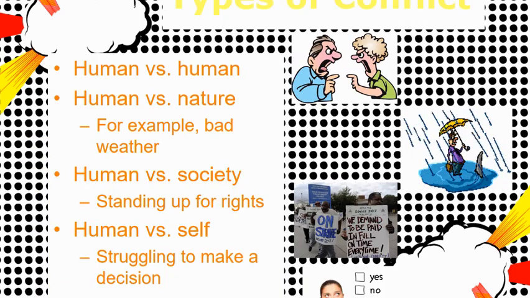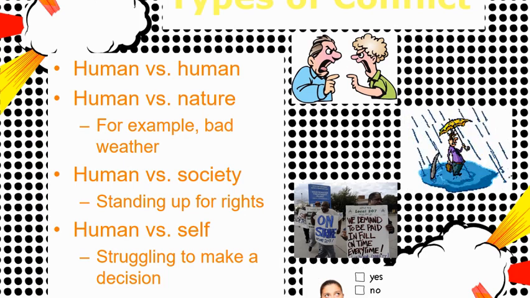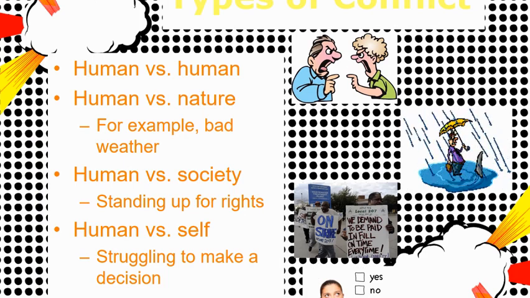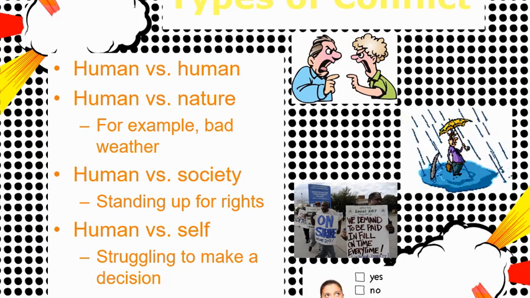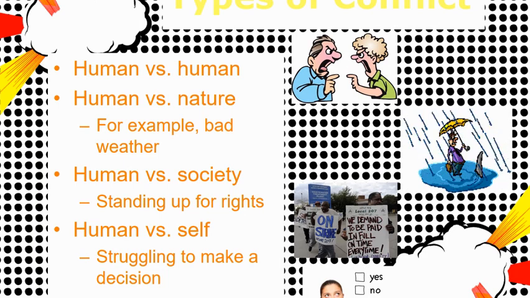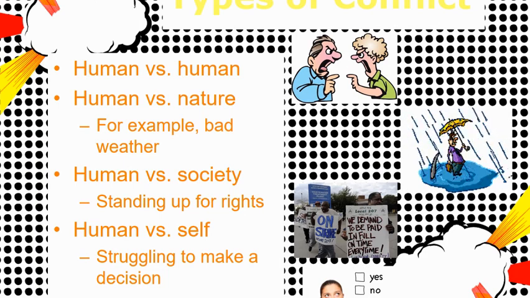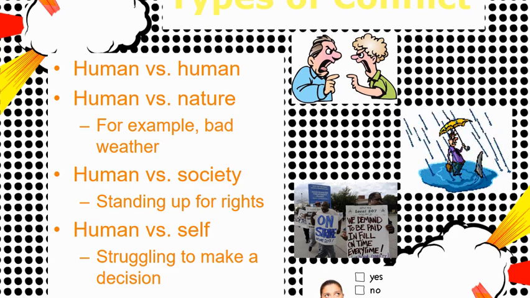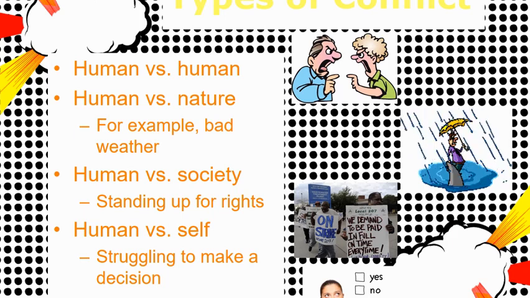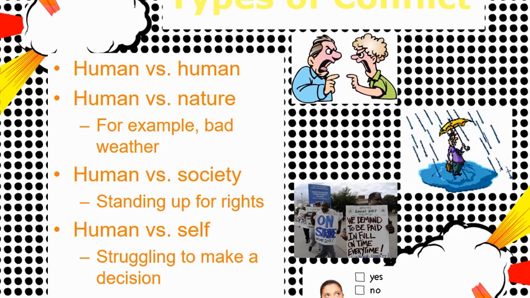There are different types of conflict. We have human versus human. You can see over there where these two guys are fighting. Human versus nature. So for example, bad weather. You might have a family that wants to stay safe with the tornado coming or preparing for bad weather. You can have human versus society, where someone or a group of people is standing up for rights or something that they believe in or are passionate about.